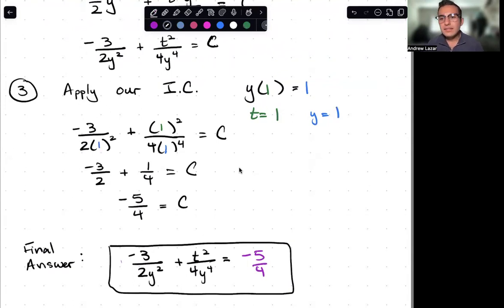Okay, and that is solving an initial value problem with exact differential equations.